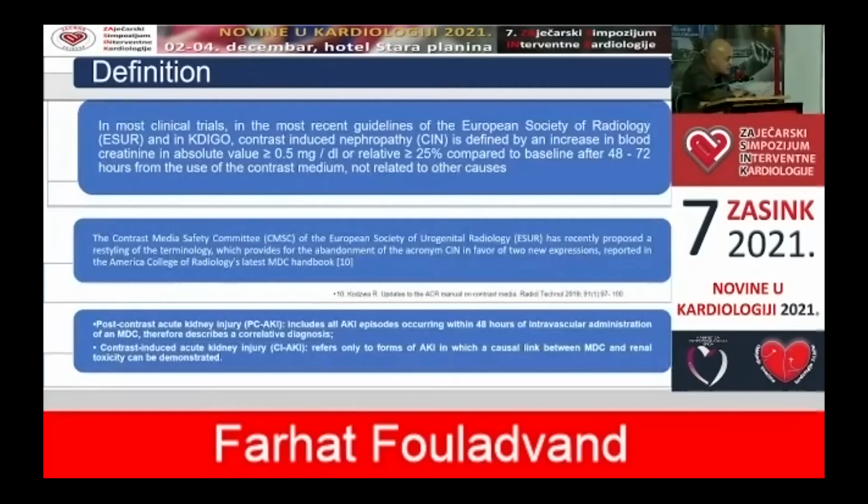Let's go to the definition. We know that this is an increase of the creatinine level of 0.5 milligrams per deciliter from the baseline, or 25% from the baseline, depending on the definition. But there are some other definitions that strictly regard whether the kidney injury, the renal insufficiency, is due to the contrast or not. But I think for practical reasons, the first definition, an increase of creatinine of 0.5 milligrams or 25% from the baseline, is sufficient for us.